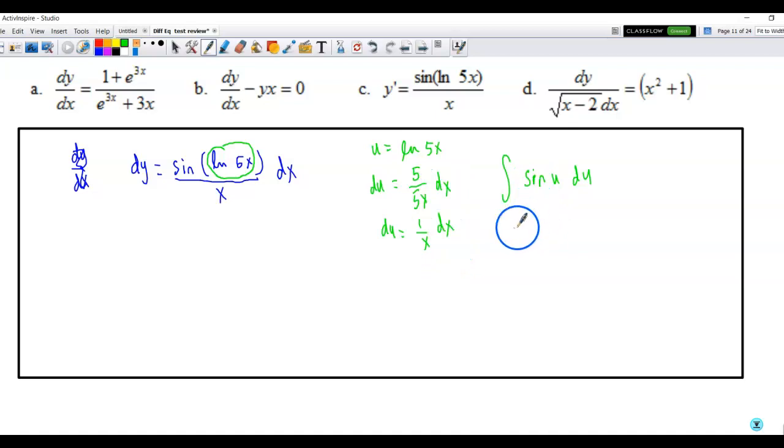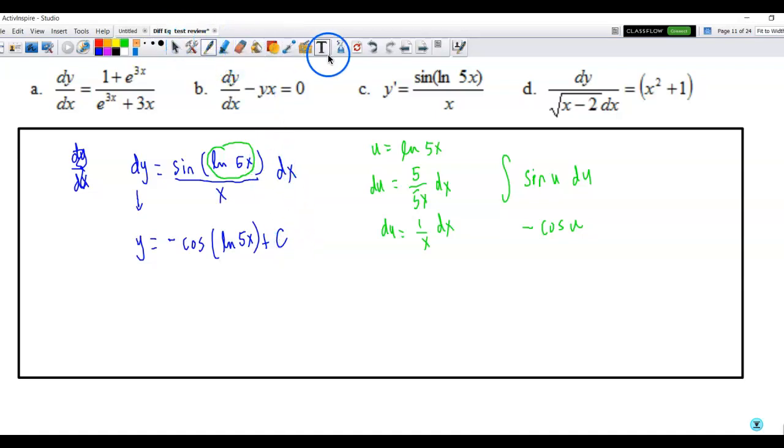The antiderivative of sine is negative cosine of u. Now, whenever you do tricky trig, you stop after you do that and you go, all right, what is the derivative of cosine? The derivative of cosine is negative sine times this negative makes a positive. Got it. So I'm going to bring that back over. So the antiderivative of dy is y, and the antiderivative of the right-hand side is the opposite of cosine. Make my resubstitution of ln of 5x plus c.